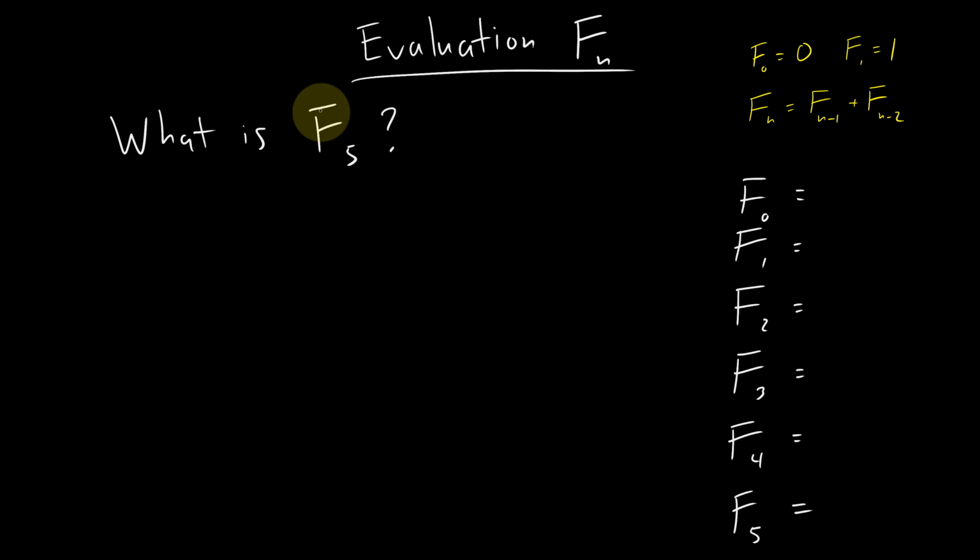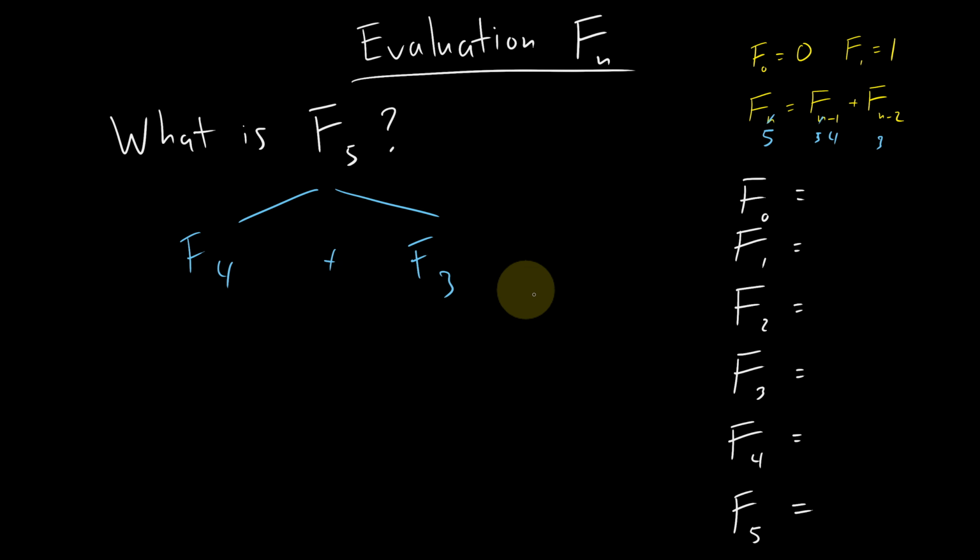Okay, so I will replace n by 5 over here. So is this f of 5? No. Is this f of 5? No. This is f of n. So let's replace this by 5. So it's f of 5. And then because n equals 5, this will become 5 minus 1, which is f of 4. And then this will be 5 minus 2, which is f of 3. Okay, so I guess we have that. So we have f of 4 plus f of 3.